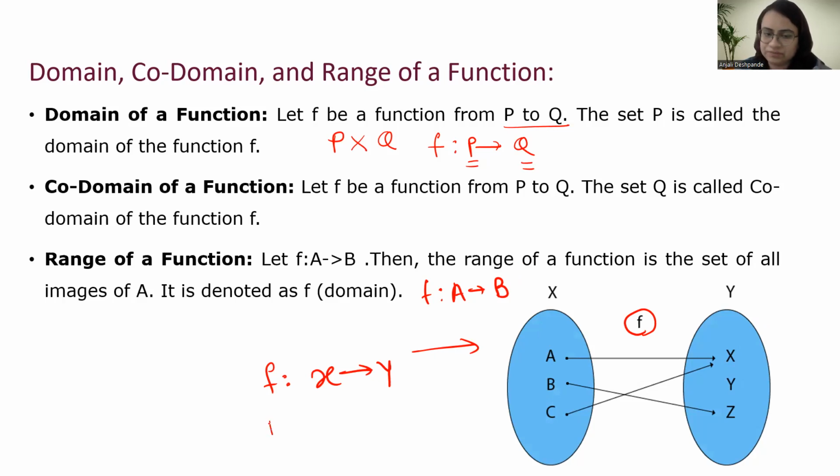What is the range? So the range is nothing but the set of all images of the elements in the domain. So which are the images? a is related to x, so x is an image of a. Then b is related to z, so z is an image of b. c is related to x, so again x is an image. So here this is my range. So this was about the definition of a function.